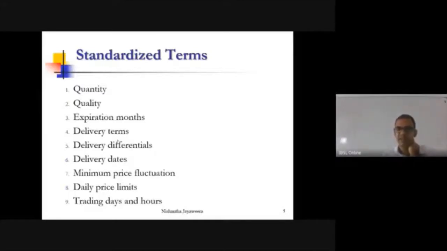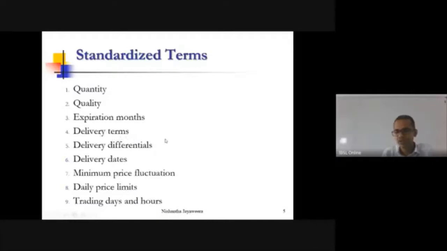Even if a Sri Lankan party enters into futures contracts on oil, we have to collect it from some warehouse in Oklahoma, in the US. They won't deliver to your doorstep. Even the seller delivers only to that warehouse. Nobody comes to your doorstep and collects it. So in that sense, delivery terms are specified.